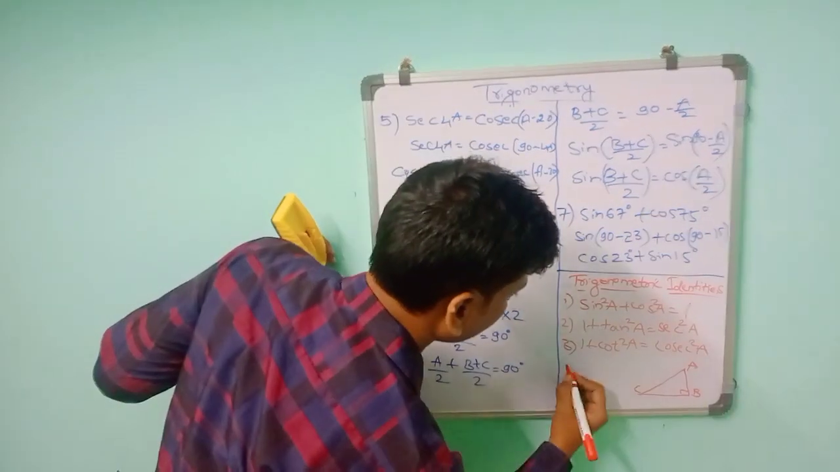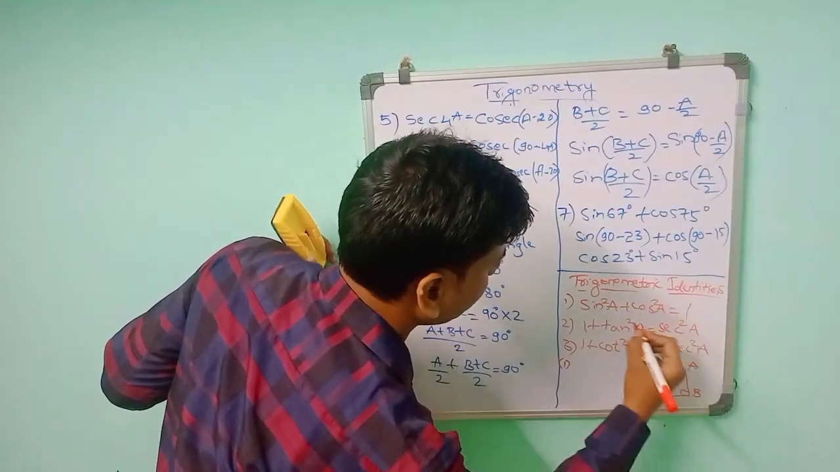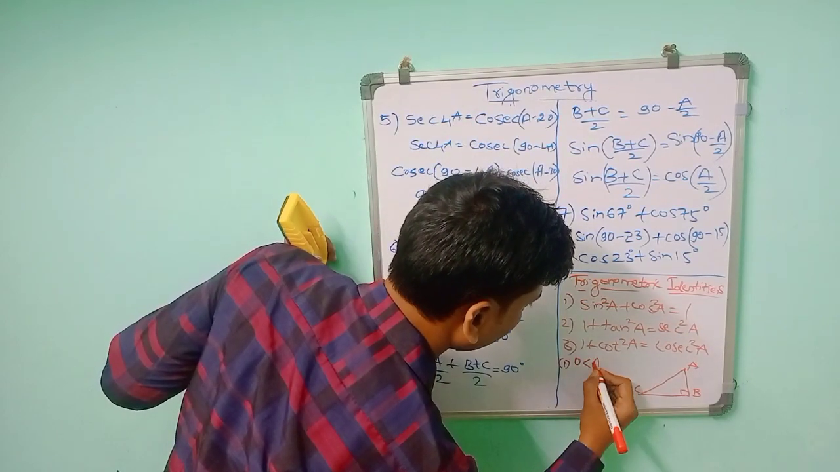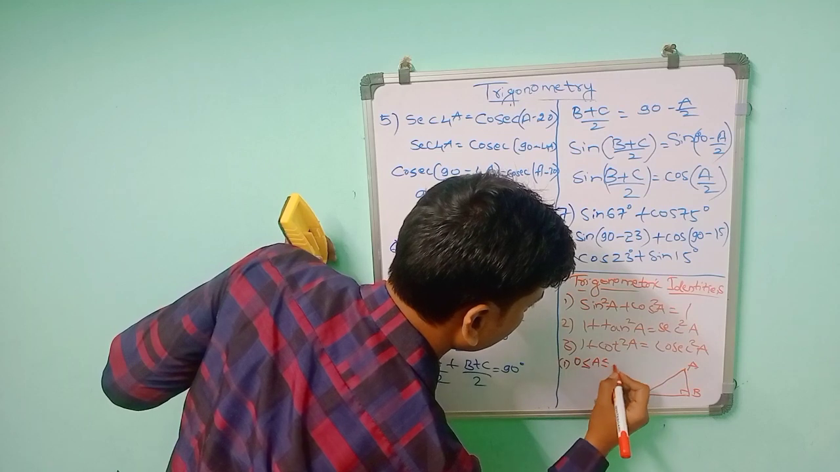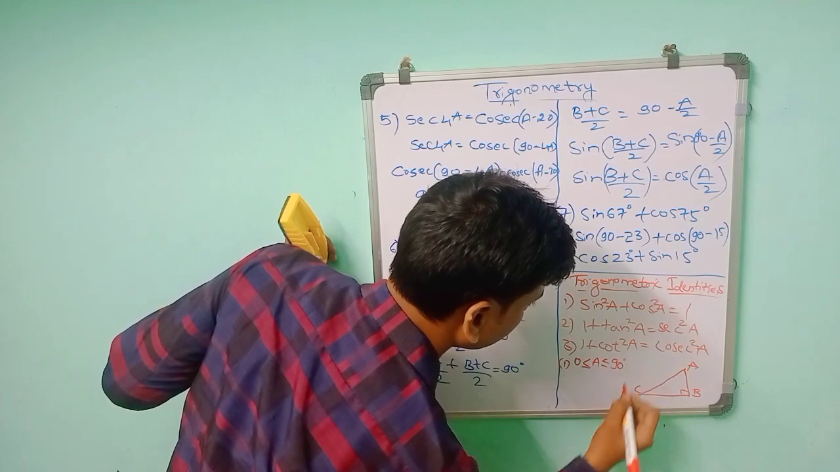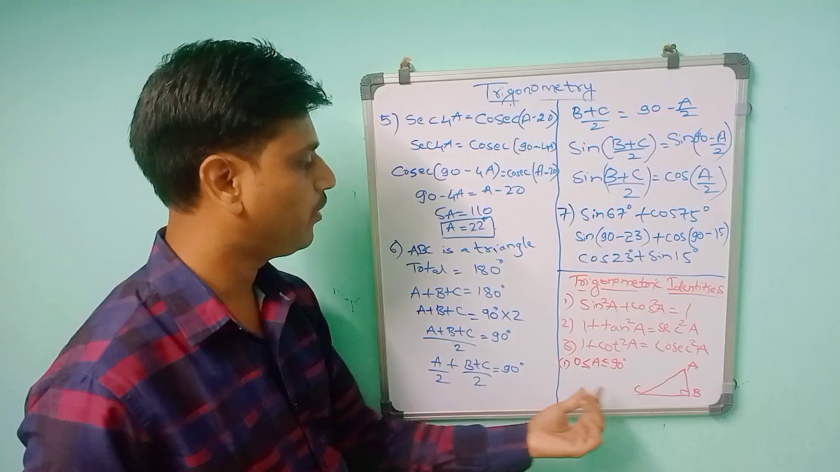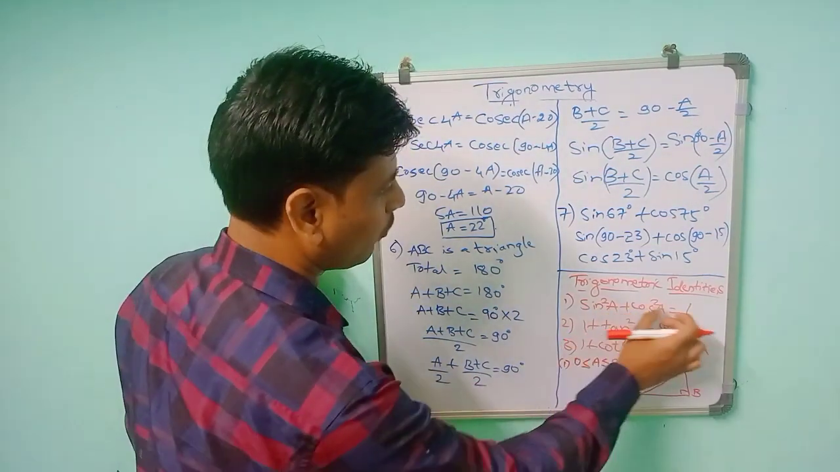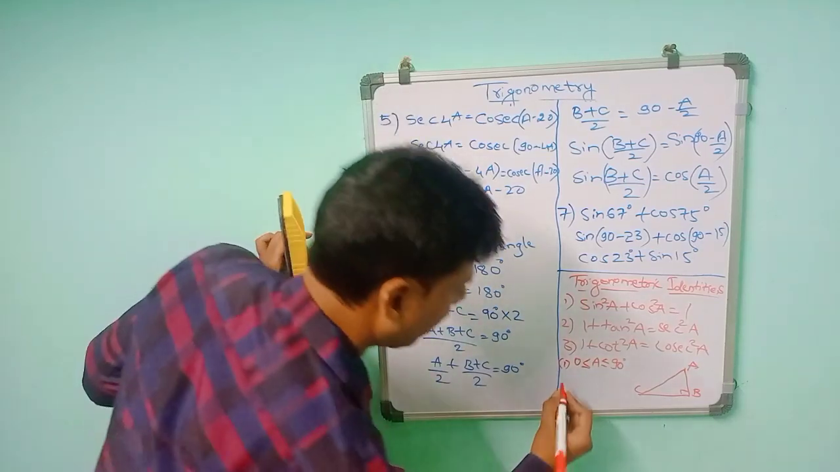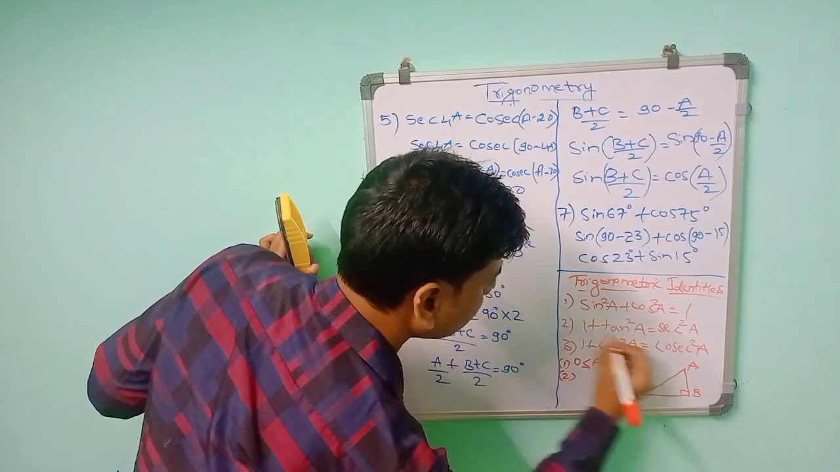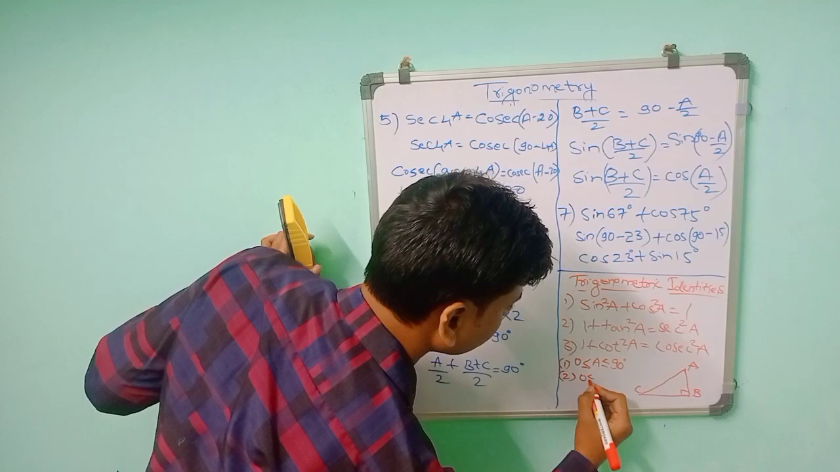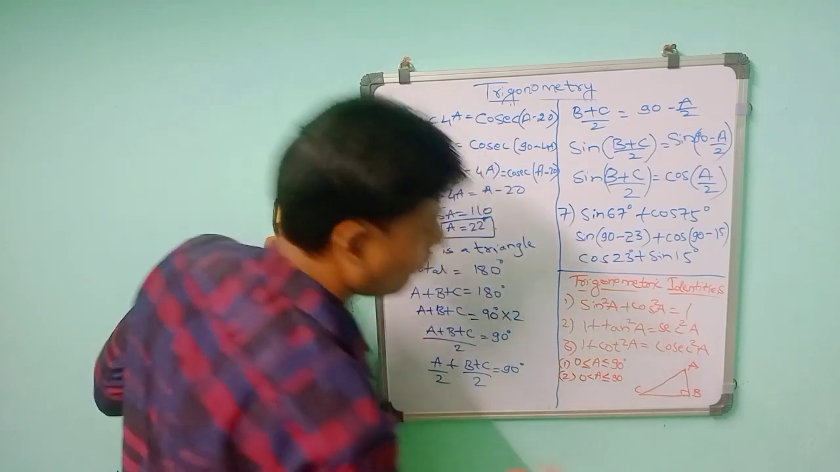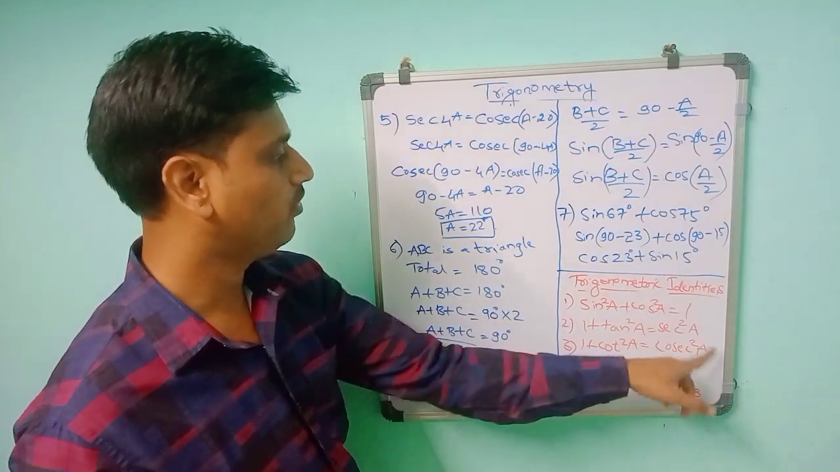For the first one, sin square A plus cos square A is equal to 1, the values should be 0 less than or equal to A less than or equal to 90. So for all values between 0 and 90, sin square A plus cos square A is equal to 1 only. Like that, for the second one, it is 0 less than A. For the second one, I am telling 1 plus tan square A is equal to sec square A.